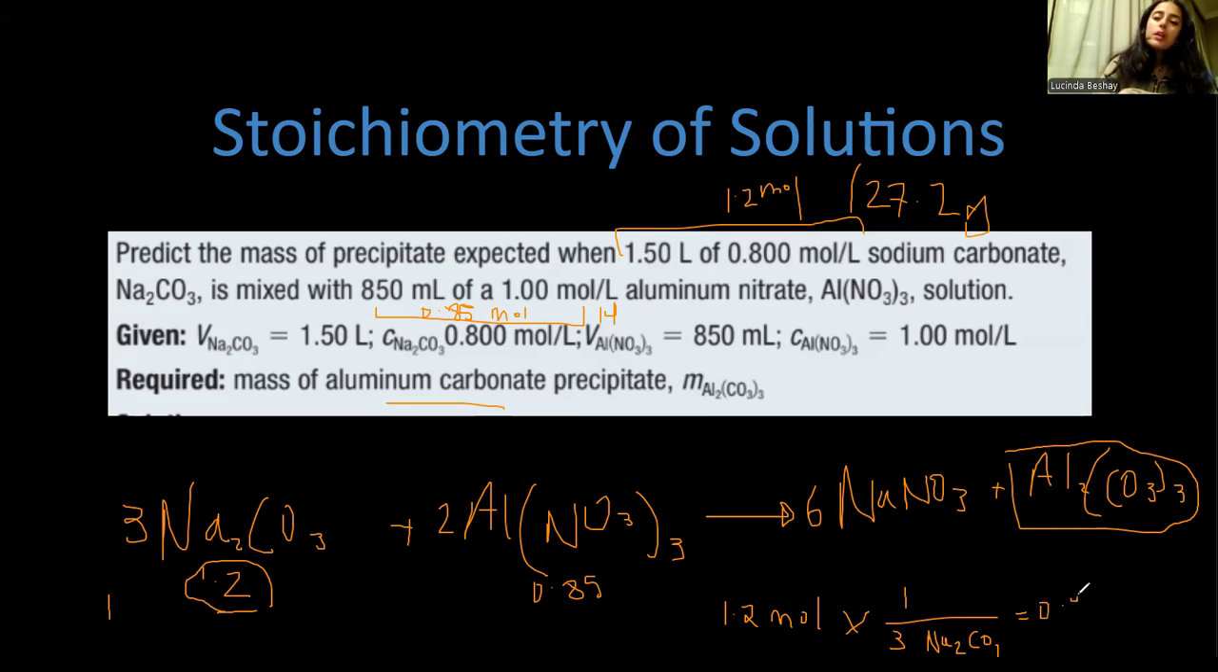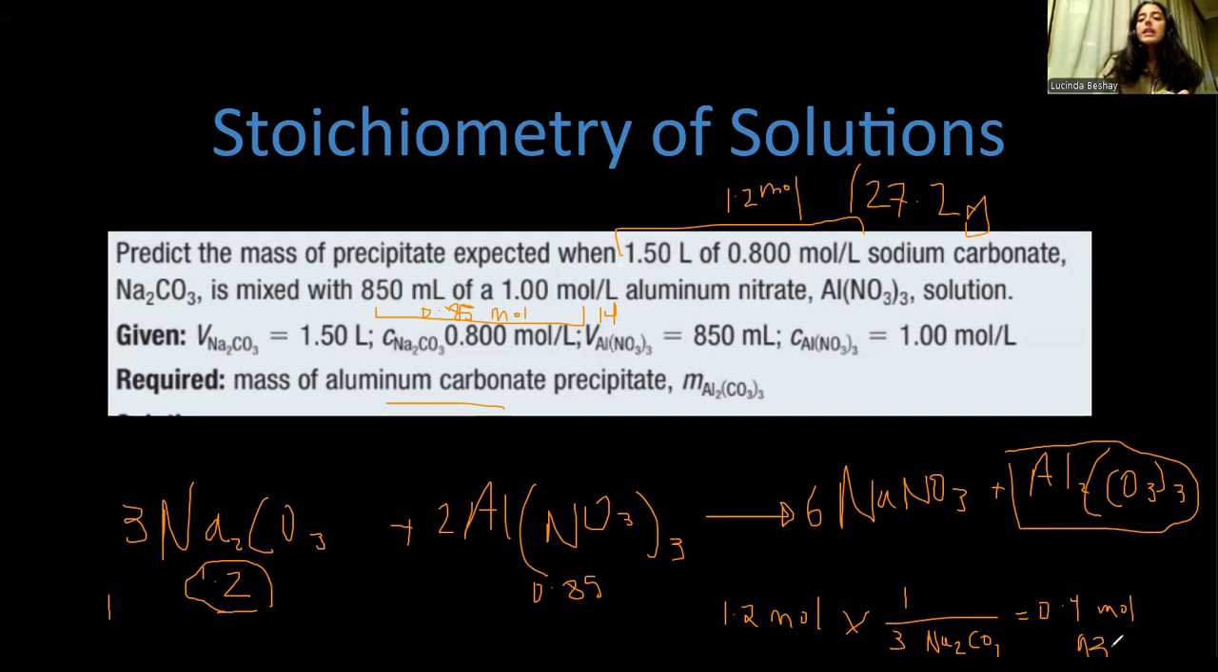What will my unit be? That's still going to be moles. And then I'm just going to multiply the moles by the molar mass to get the grams. I'm just going to find the molar mass. It's going to be roughly 234. So that's going to be 93.6 grams.